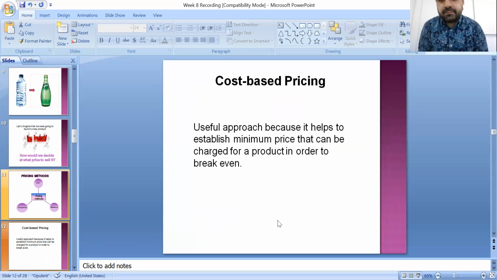Number one, cost-based price. Cost-based price is a useful approach because it helps to establish the minimum price that can be charged for a product in order to break even. So all new companies offering a new product start with cost-based prices. They add a little bit of margin to their cost price, and they start selling their product. The reason is they want to exist and enter that market, and after some period they might start selling their product with a price skimming strategy. We will discuss price skimming in upcoming slides. So cost-based pricing is all about companies adding a little bit of profit to their cost price, and then selling that product to the market.